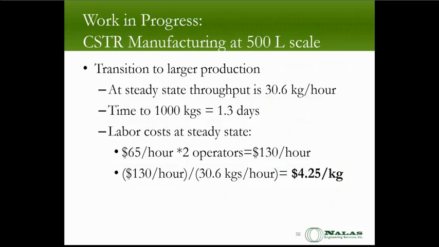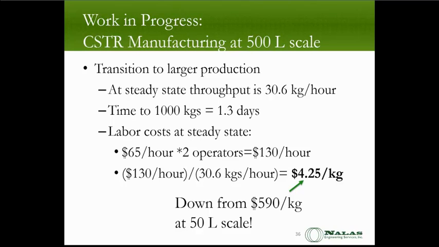We are currently working on a model to manufacture DAPO using the CSTR process at the 500-liter scale. At steady state, we get a throughput of 30.6 kilograms per hour, which gives us a significant reduction in the cost to DAPO, assuming we use the same labor rates and number of operators as at the 50-liter scale. The cost of DAPO at the 500-liter scale is $4.25 a kilogram, compared to the DAPO at the 50-liter scale, which was $590 a kilogram. We are still optimizing the model to see if we can improve the yield and throughput at this scale.